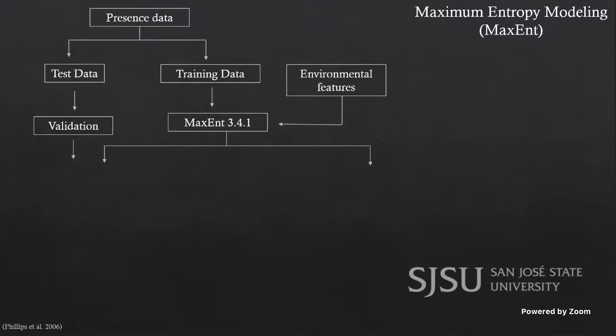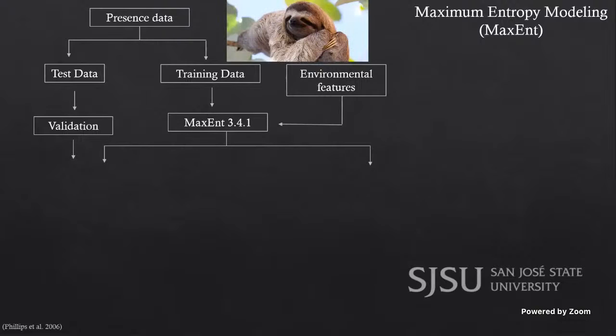I used MaxEnt version 3.4.1, and this modeling contrasts presence points to all available environmental variables within a defined study region. This example I'm about to show you is of predicting sloths in South America. This is from Phillips et al. 2006. The main point of this slide is to walk you through the inputs and outputs of the program. And initially, you will need presence points as well as environmental features, also known as environmental rasters.